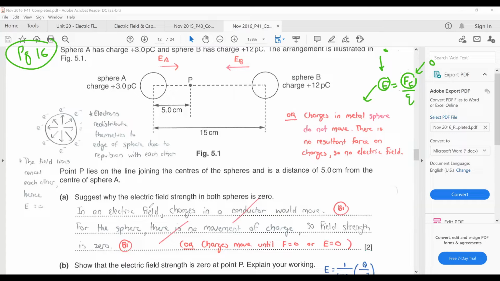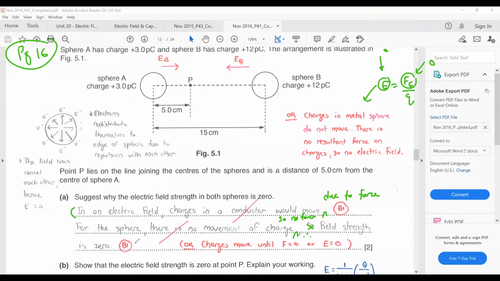The other answer that your marking scheme puts here is this. They tell you here in an electric field, charges will move. For the sphere, there's no movement of charge, so the field strength is 0. In an electric field, the charges in the sphere will move due to force. For the sphere, there's no movement of charge, so no force, therefore field strength is 0.